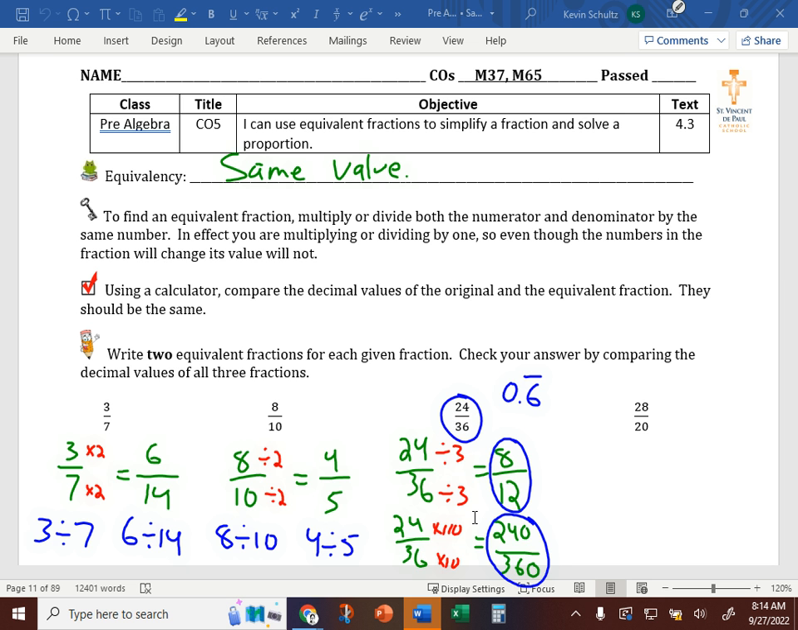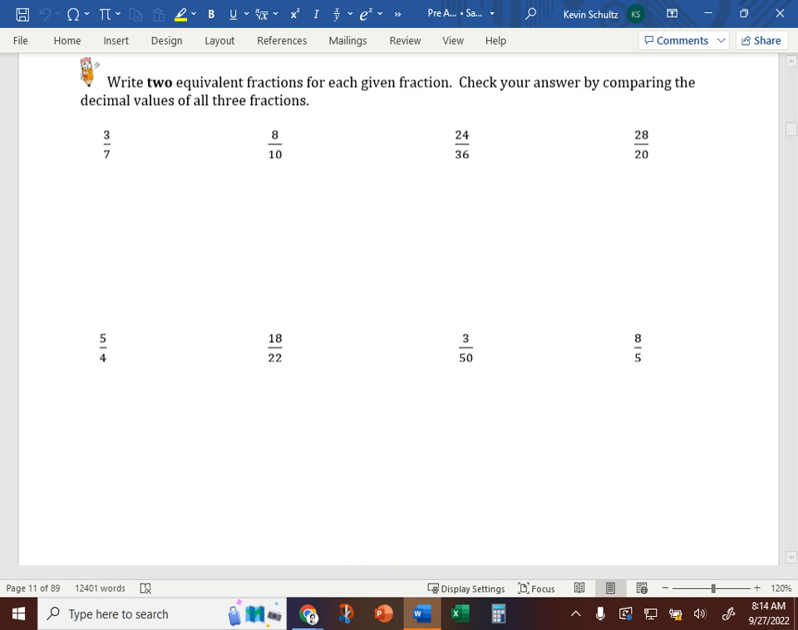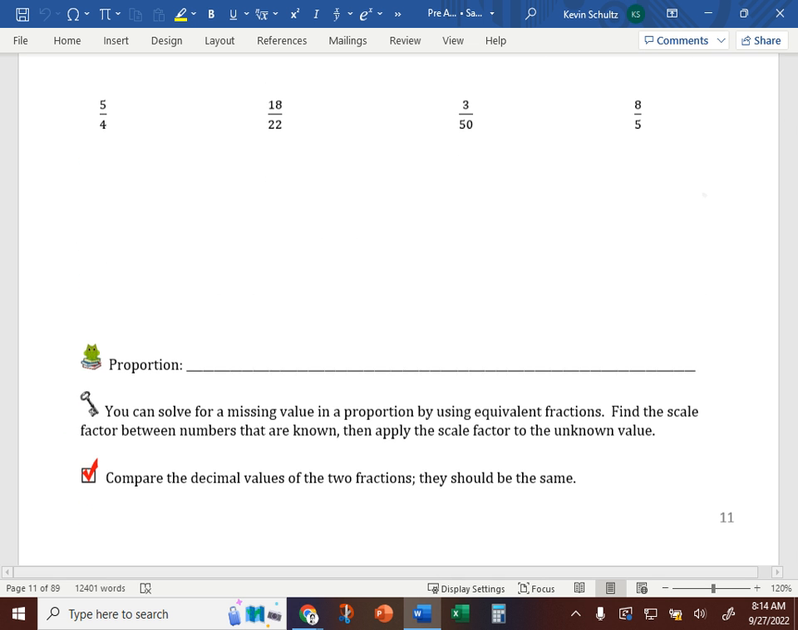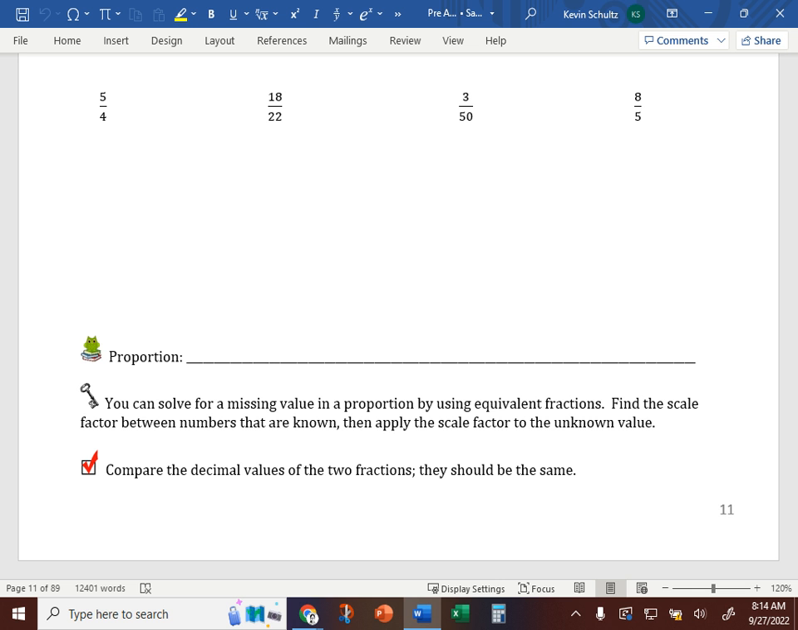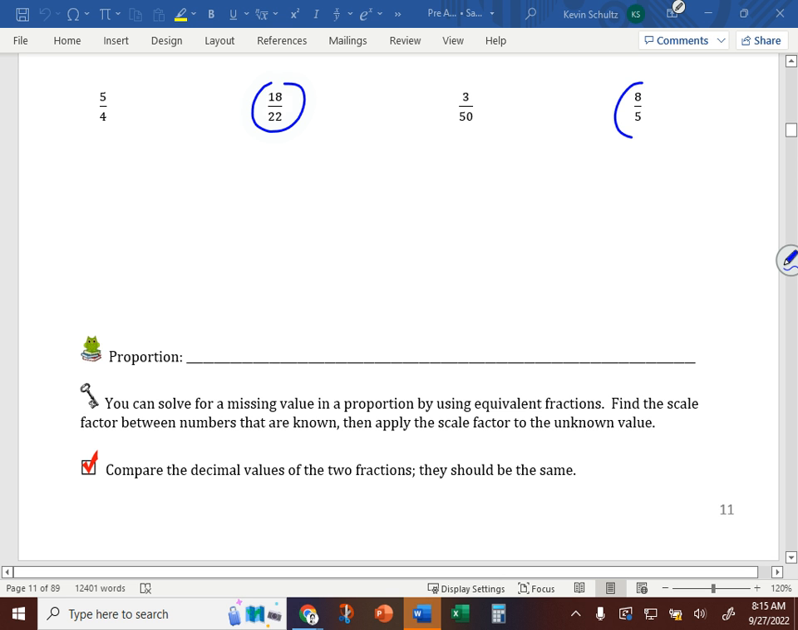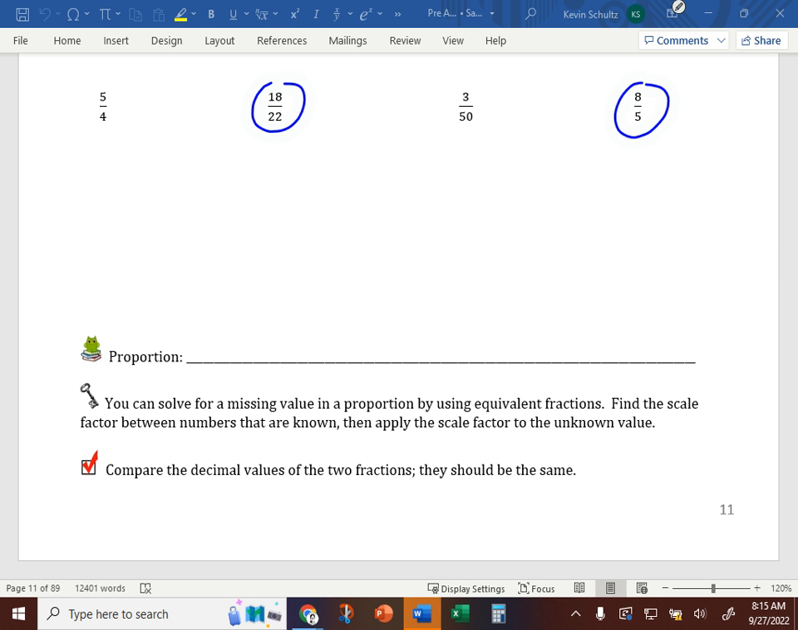It feels like we have a pretty good handle on this so far. So let's go down to, well, actually, you know what? All of you, write 2 equivalent fractions for 18/22 and 8/5. Let's get an improper fraction here as well. So 2 equivalent fractions for each of those, and we'll just take what you come up with. You can verify it with your calculator. And then we'll move on to proportions.